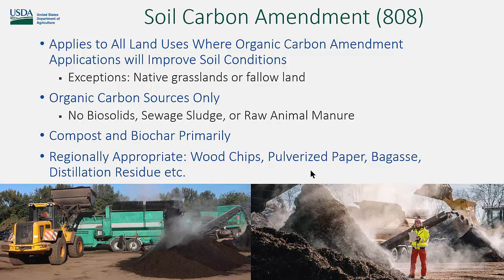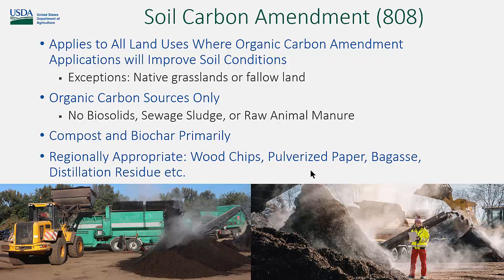We also want to make sure that we don't apply it to fallow land. We want to make sure that the nutrients in these amendments will be used and that we're not actually creating a resource concern. We did limit it to the organic carbon sources, so it does not apply to limestone. But some of the ones we ruled out were biosolids and sludge. And then we also excluded raw animal manure. So composted animal manure or manure made into biochar is perfectly fine.